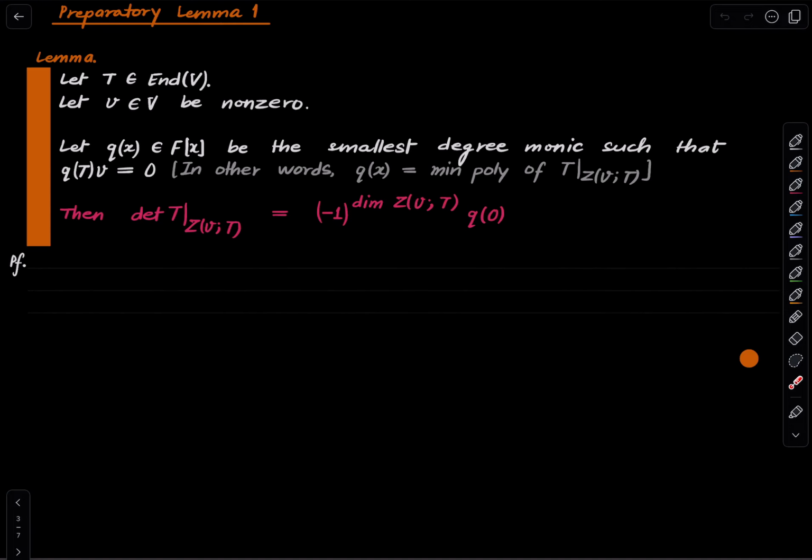And here is how we are going to prove it. So let Q(x) be written in this fashion, x to the d, and then the coefficients.